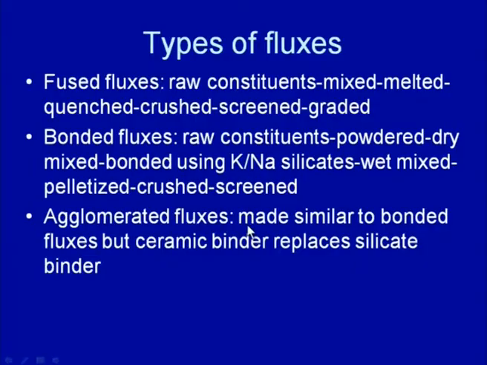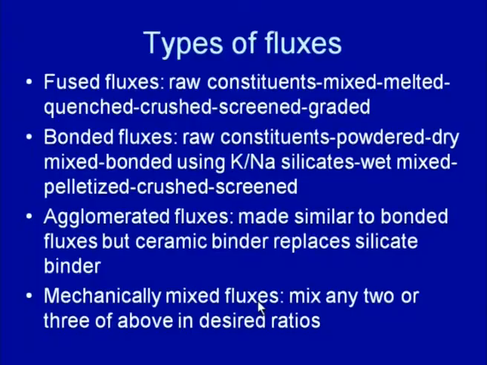Agglomerated fluxes are made similar to the bonded fluxes, just as we have described here, but with the difference that in the bonded fluxes we had used the potassium and the sodium silicates for the bonding purpose, while in case of the agglomerated fluxes, the ceramic binder is used for the bonding purpose, and thus this silicate binder is replaced by the ceramic binder in the agglomerated fluxes.